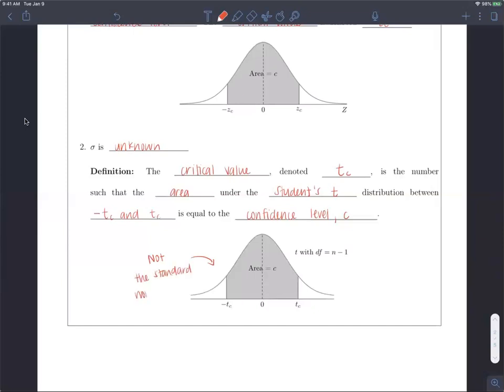And so that's why we're not allowed to do anything with the normal distribution, right? We can't use inverse norm, we can't do anything like that. So not the standard normal curve. But so yeah, any questions about this?